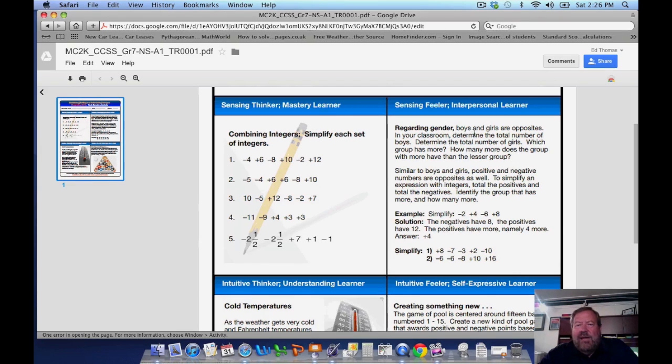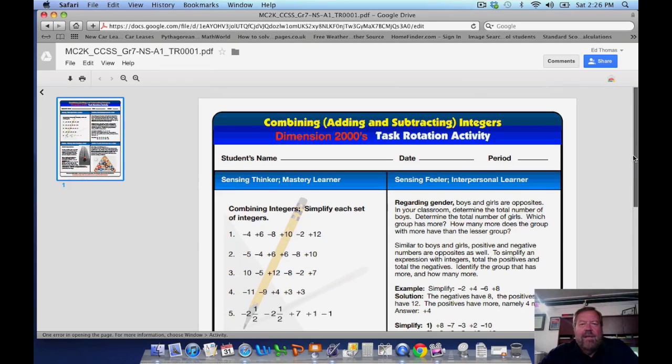And then for the interpersonal learner, connecting the idea of positive and negatives to the kids' world, we have the kids working with numbers of boys in their class, numbers of girls in class, the idea of positive and negative, which group has more, which is similar to the idea of combining positive and negative numbers. So that's the task rotation activity.